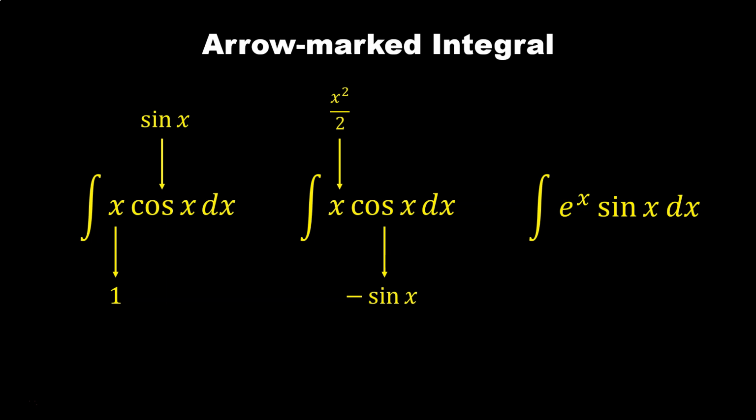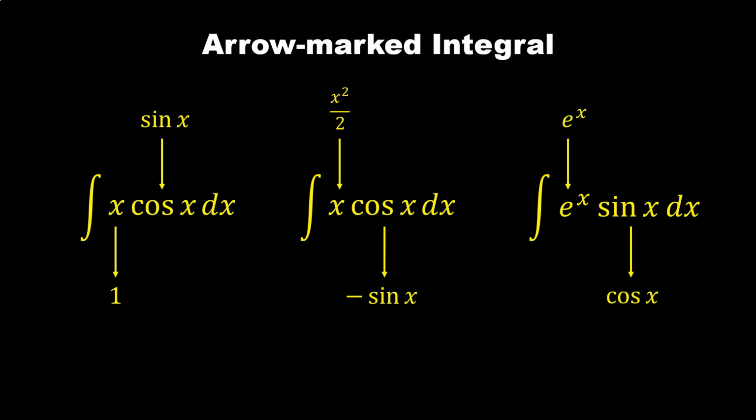If we want to fire some arrows at it, one way would be to note that the derivative of e to the x is, of course, e to the x, while the antiderivative of sine x is minus cosine x. And now we have another arrow-marked integral. But we could have done it the other way, first observing that sine's derivative is cosine x, while e to the x's antiderivative is e to the x. This too is a legitimate arrow-marked integral.